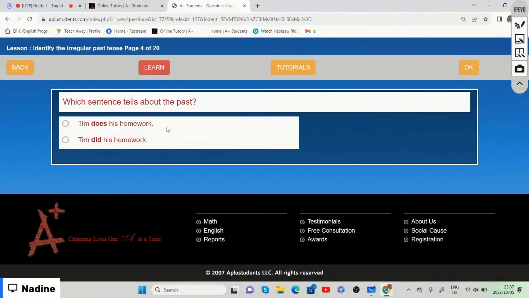All right. So which sentence now tells us about the past? "Tim does his homework" or "Tim did his homework"? We need to find the sentence that tells us about the past. So "Tim does his homework" or "Tim did his homework" is in the past.